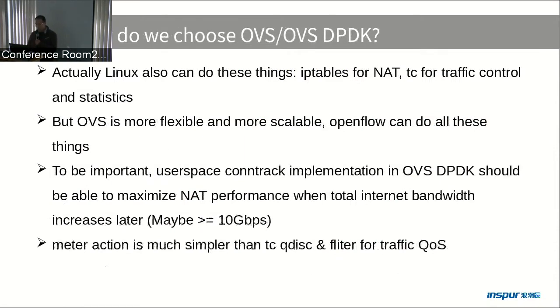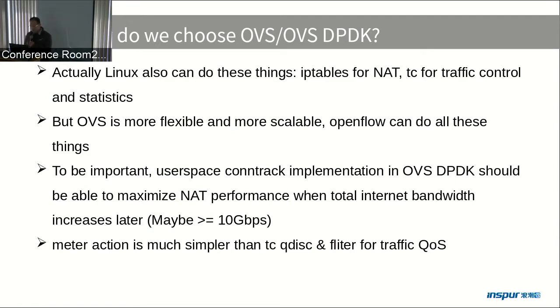Here, why do we choose OVS to do this? Because OVS is more flexible and more scalable. We only use OpenFlow to do everything. The Linux system also can do these things, but we need to use different components. For NAT, we need to use iptables. For traffic control, we need to use TC.